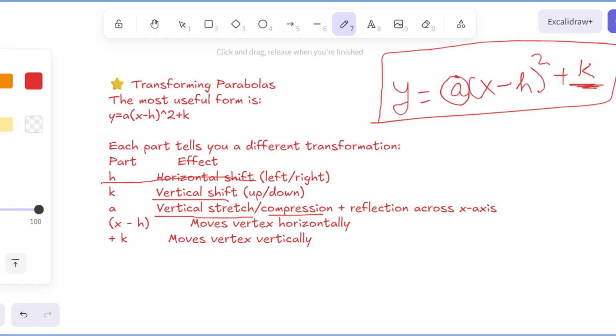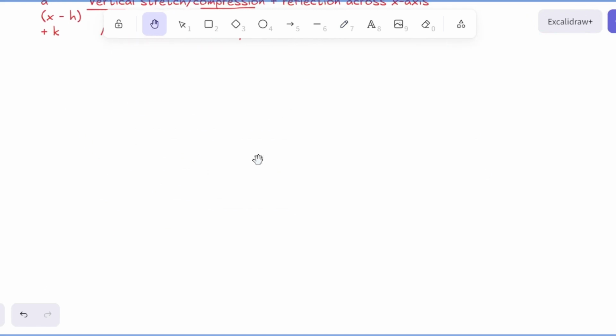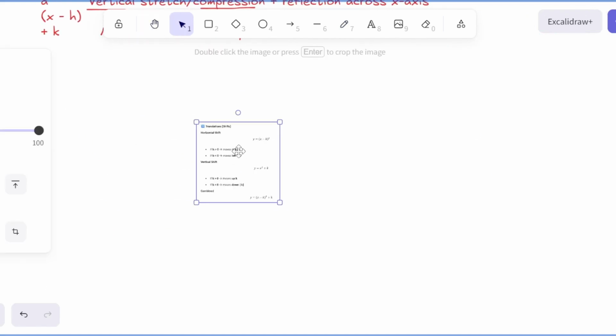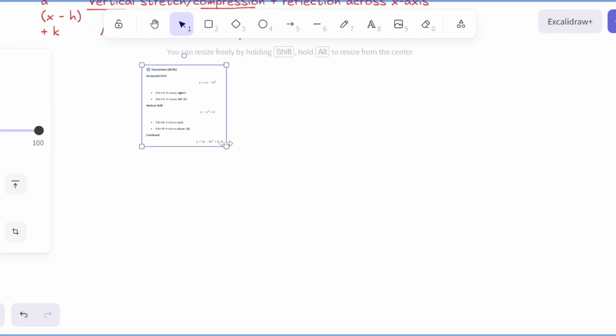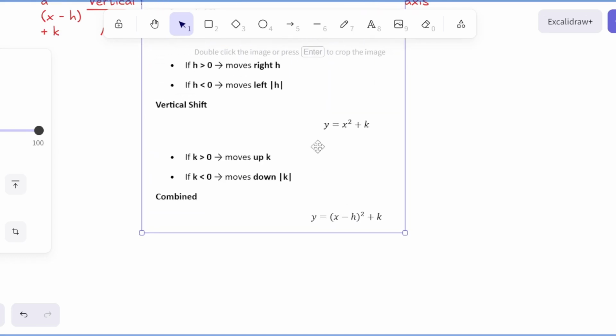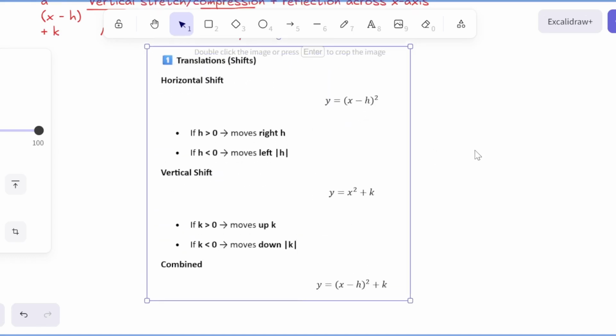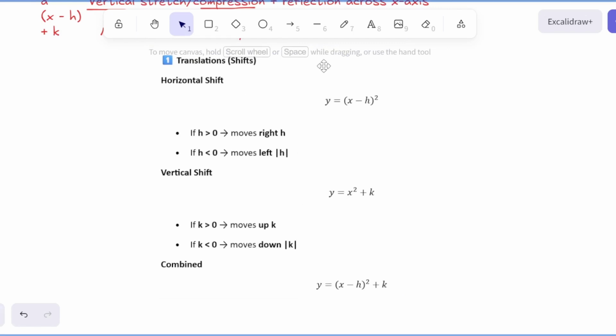So let's take this one, the translation shifts examples. I'm just moving it up. Can you see? So that's the translation shift.